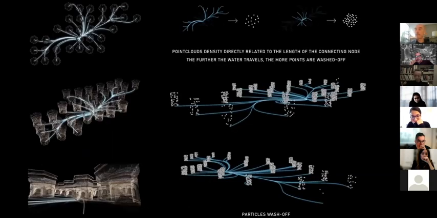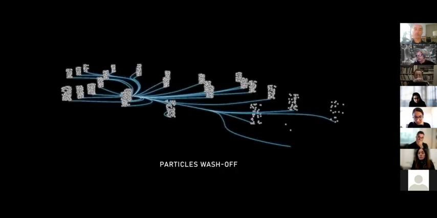Spreading out the towers upon the nodes, I started thinking about how to deform and how to have different layouts of the scan tower. I did that by decaying the points. So the further the water travels, the fewer points we have. It's kind of washing off the points, which resulted in different densities of point clouds.